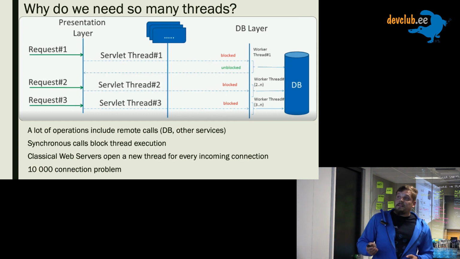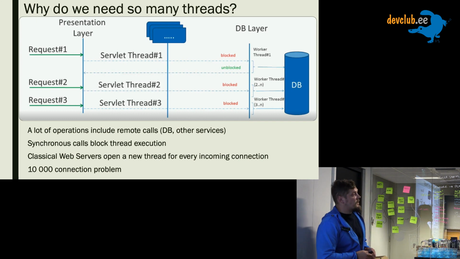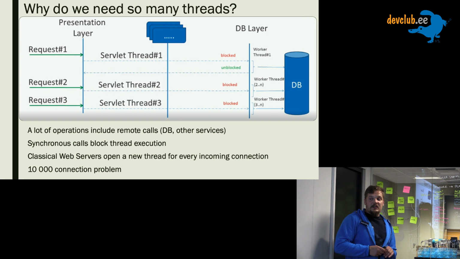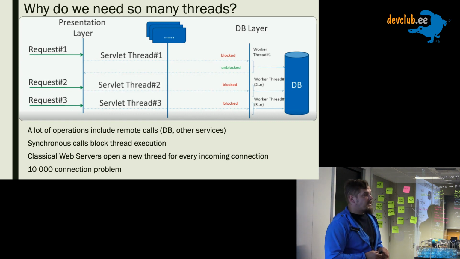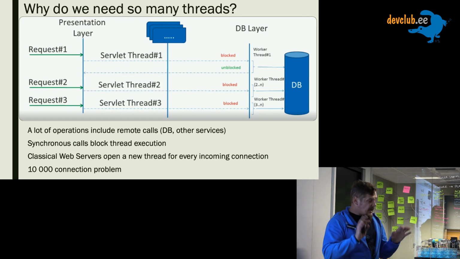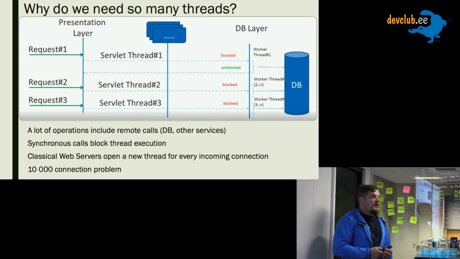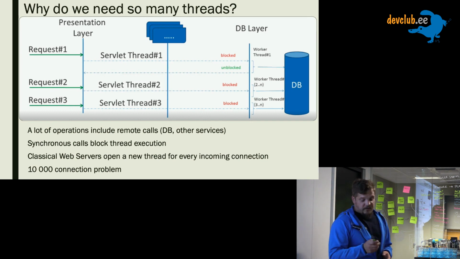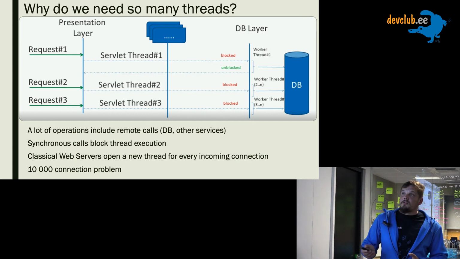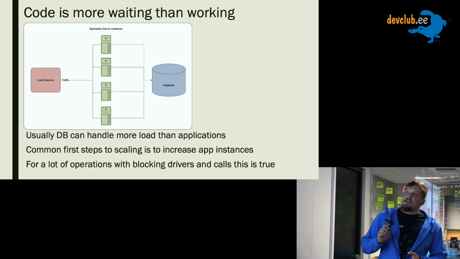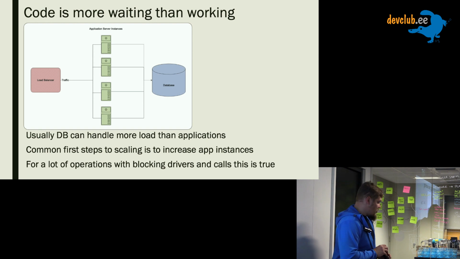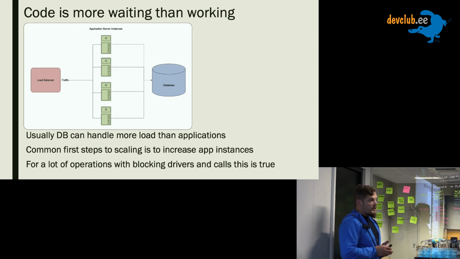And there is a classic problem called the 10,000 connection problem. It means that if you have roughly 10,000 threads, then it's probably infeasible for a normal machine to cope with such an amount of threads. And actually it means that your code is also more waiting than working.